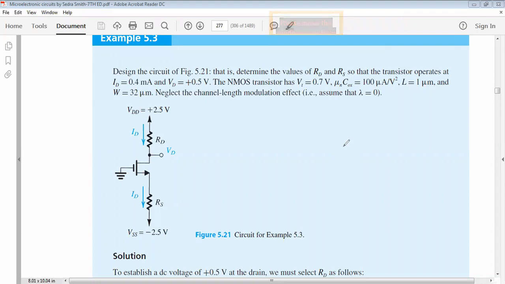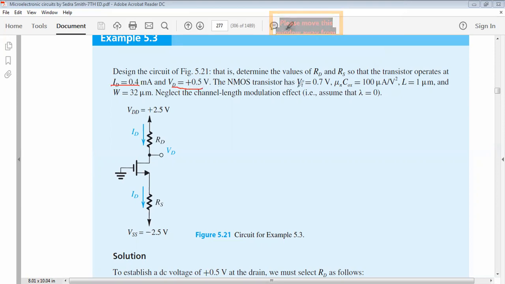Good morning, all. In this class, we are going to discuss MOSFET problems. The given problem is to design the circuit in figure 5.21, that is, determine the values of RD and RS so that the transistor operates at ID. Given drain current is equal to 0.4 milliamperes, drain voltage is equal to 0.5 volt.